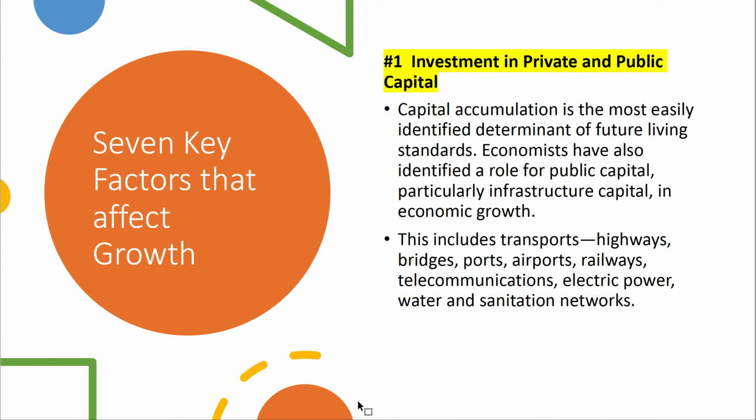All right, so 7 key factors that affect growth. Invest in private and public capital. That's just what we were saying. So we need infrastructure in order to grow. So Wyoming always has had an infrastructure problem. We've got highways, but usually it's just to get from one end of the state to the other. Airports are important. Telecommunications, water, sanitation, all the things. Kind of, infrastructure sounds boring, but we need it to grow.